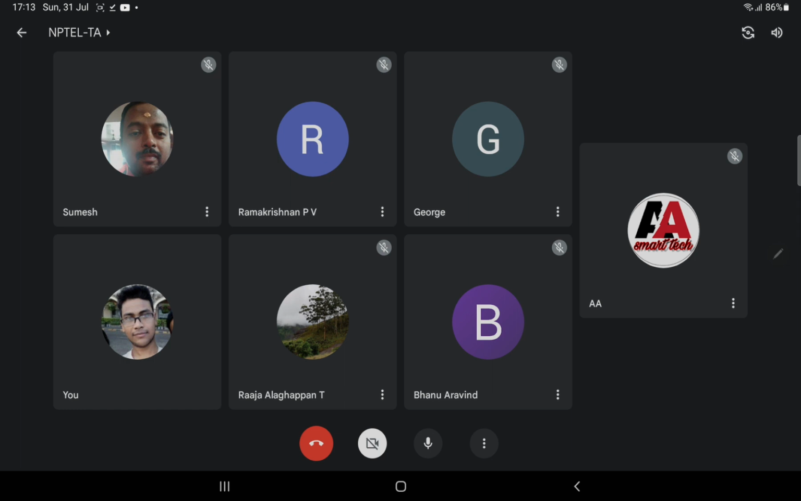pin having diameter smaller than the shoulder. So this is your pin and this is your shoulder. So this is your D shoulder and this is your D pin.